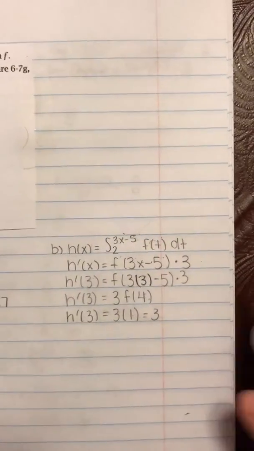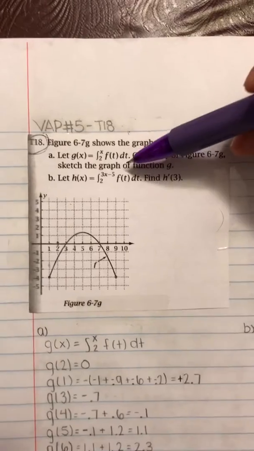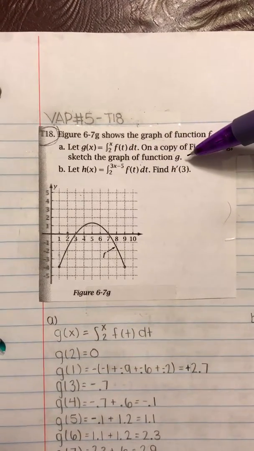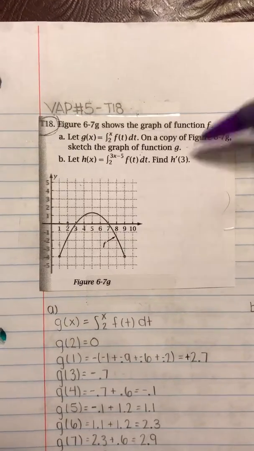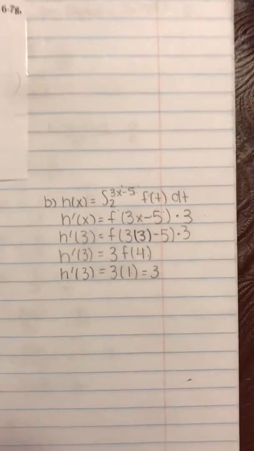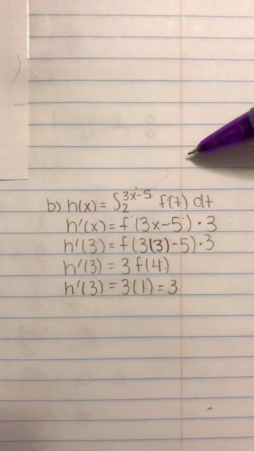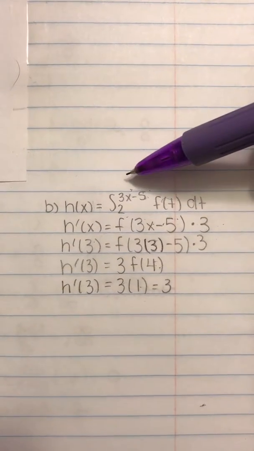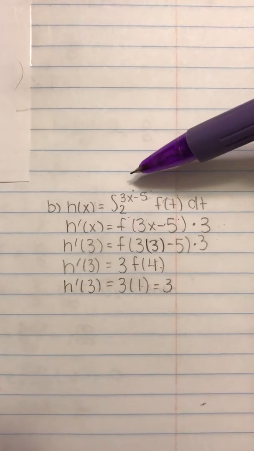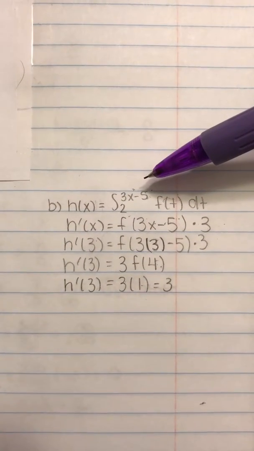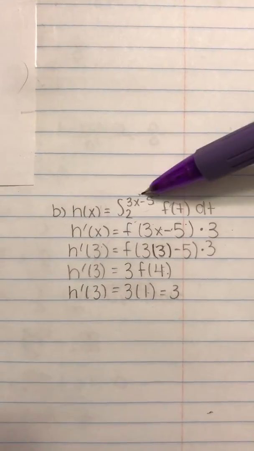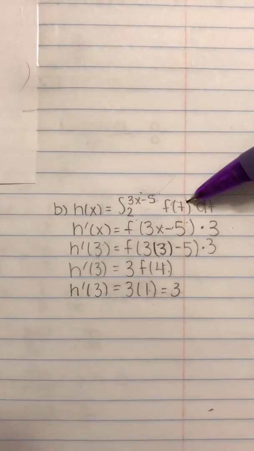And then part B tells us to find the derivative of h of x, which is given here, and find the derivative at 3. So, due to the fundamental theorem of calculus part 2, the derivative of an integral is the same thing as the function with the top boundary plugged in as the value.